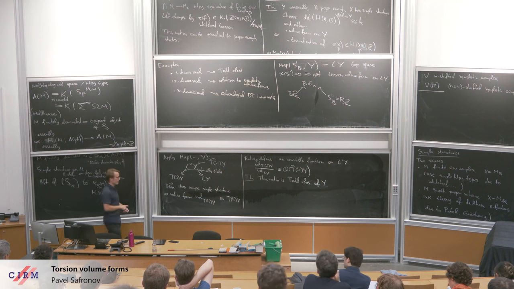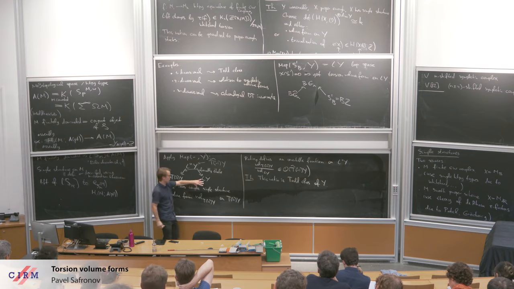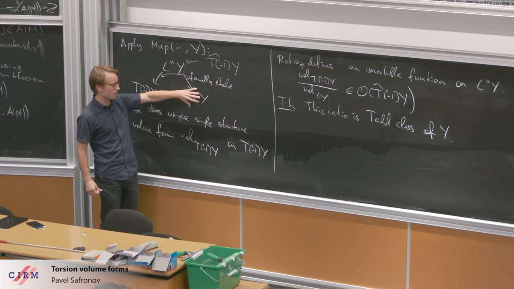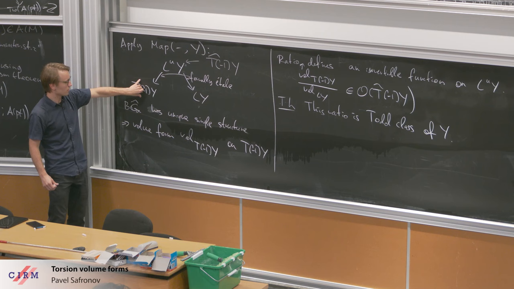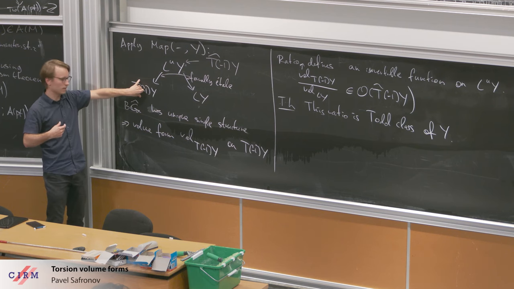So they do another, they're talking about another source of volume forms. So as Bertrand, let's talk about here. Bertrand said that this is an abelian group over Y. So you can induce a volume form via group invariance.